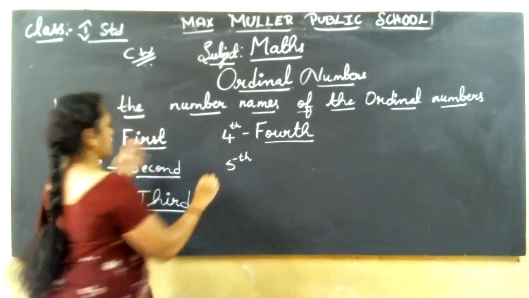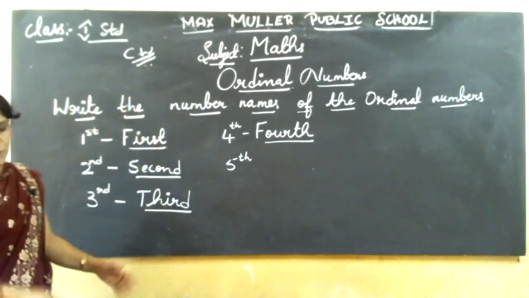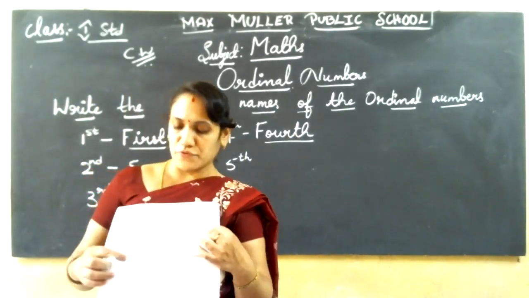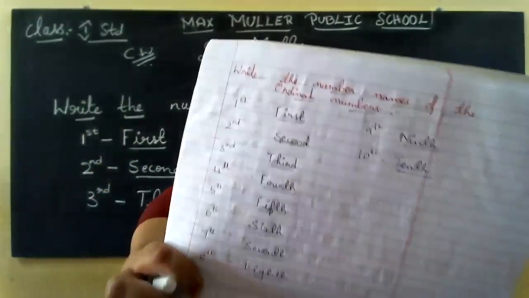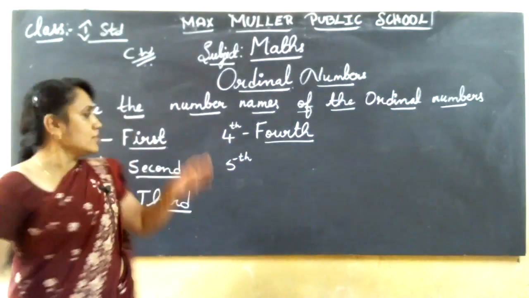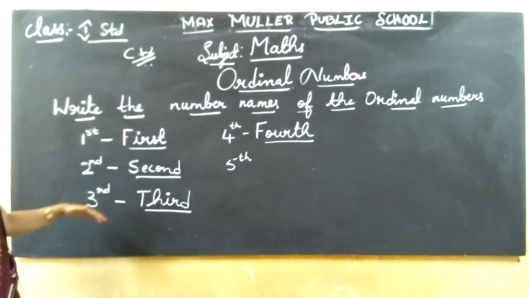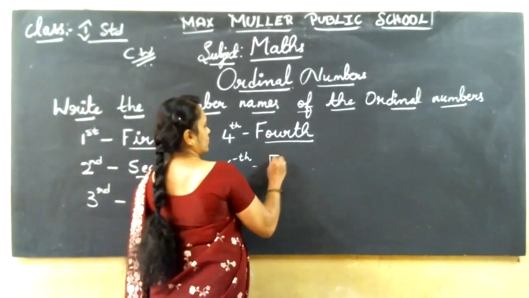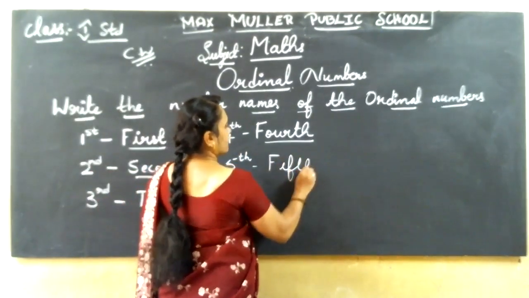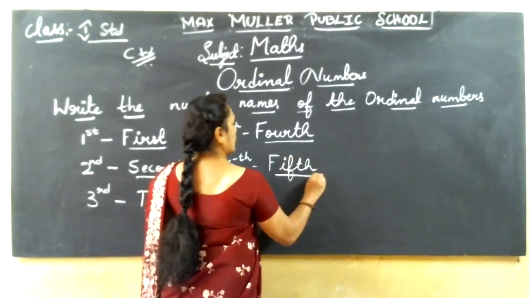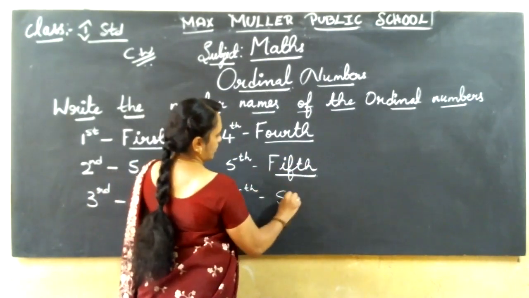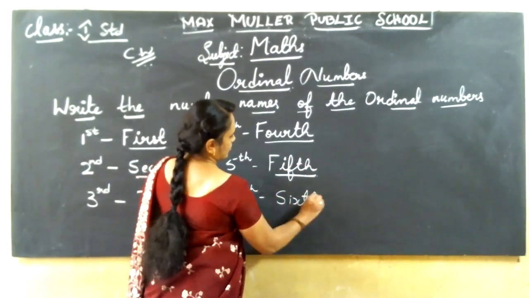See, for me no place, I'm writing beside. For you there is place in your book, you can continue in the next line only. Okay. However, you have seen the PDF notes, isn't it? Like this only, you can write. Leave a line and write one by one below the other. Okay. Continue in the next line only. So this is fifth. FIFTH, fifth. Then sixth. SIXTH, sixth.